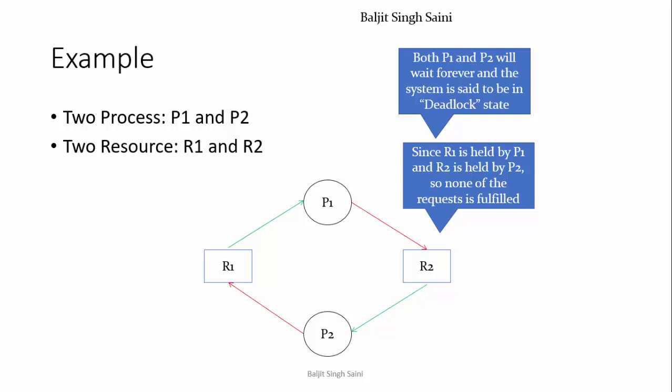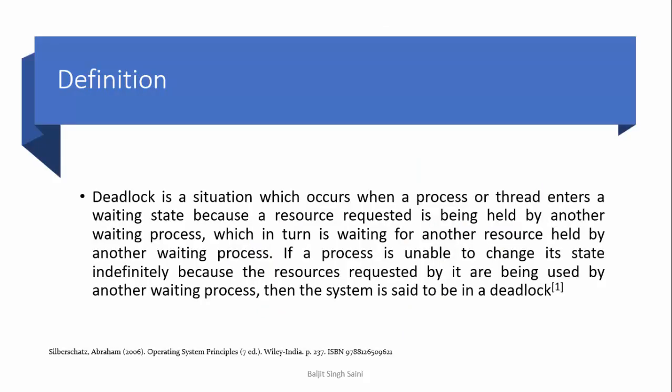Now what is the definition of deadlock from this scenario? So deadlock is a situation which occurs when a process or a thread enters a waiting state. So P1 requested for R2, but since R2 was held by P2, P1 has entered into a waiting state because the resource requested is being held by another waiting process. Now R2 was held by P2, which again was waiting for R1 held by P1. So a situation where a thread enters the waiting state because the resource requested is being held by another waiting process, which in turn is waiting for another resource held by another waiting process.